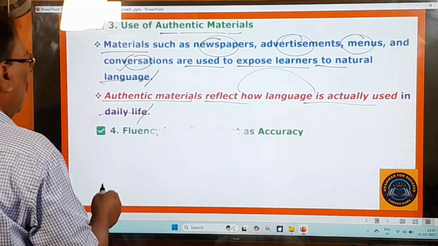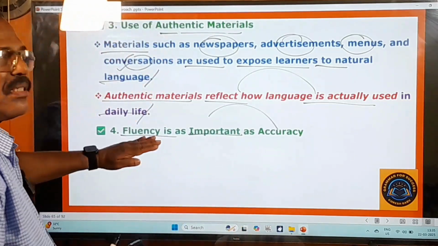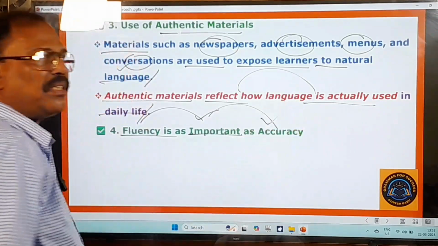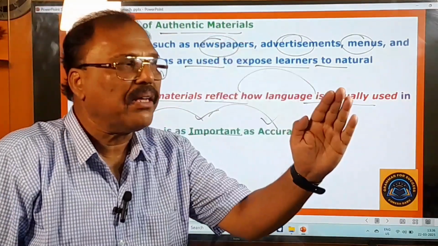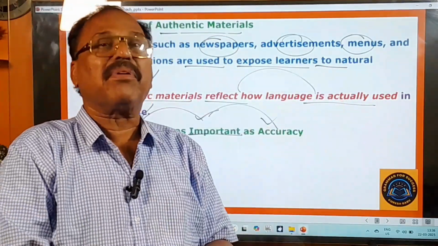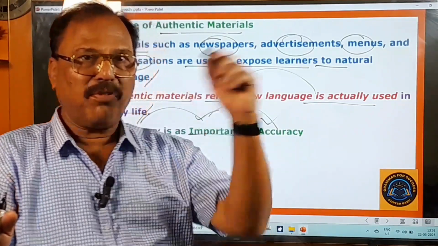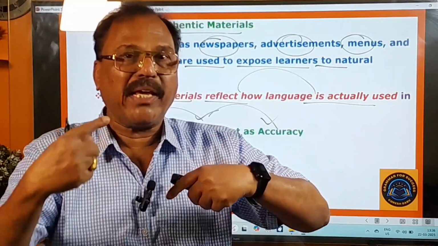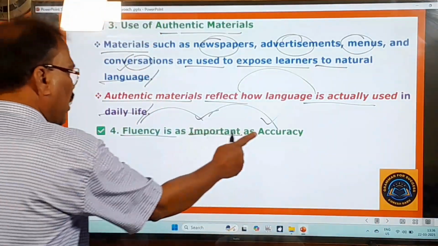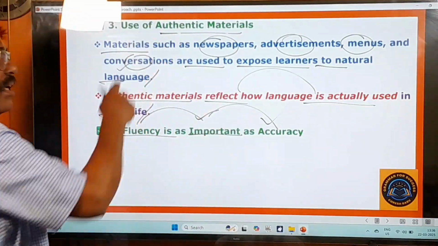Go to the fourth feature of this CLT. Fluency is as important as accuracy. So in this CLT, fluency is given top priority. At the same time, accuracy is also given top priority. That means you must speak that target language fluently, at the same time accurately. Accurately means grammatically correct language you must speak. While speaking fluently, you must not miss the point of speaking the language grammatically correctly. That's very important. So here, two things are given top priority: fluency is given importance and accuracy is also given importance in this CLT.